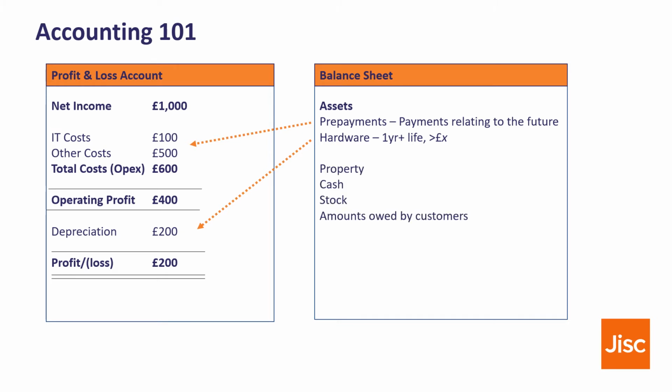Other assets on the balance sheet: property, cash, stock, amounts owed by customers. The balance sheet also shows liabilities, which is the amounts owed to suppliers and loans, and equity.